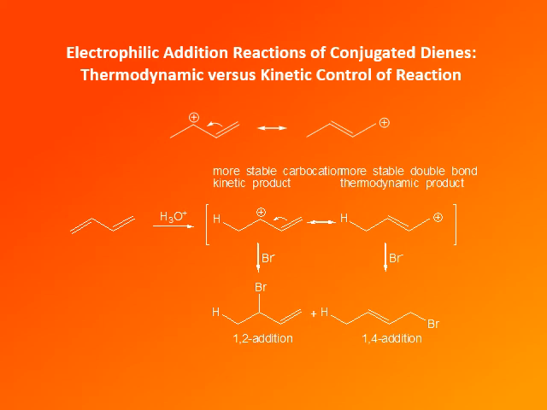If we examine the simplest addition of hydrogen bromide, or in this case hydrobromic acid, to 1,3-butadiene, the first hydrogen adds to give the intermediate carbocation. Note that the carbocation on the left is more substituted. It's a secondary carbocation, and the one on the right is primary, less substituted. So the one on the left is more stable compared to the one on the right.